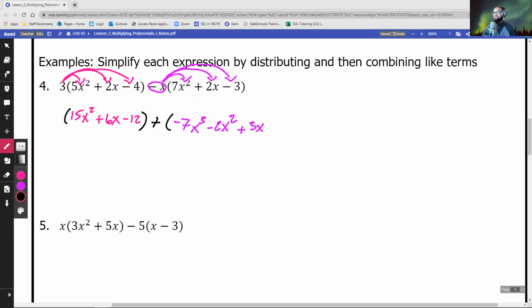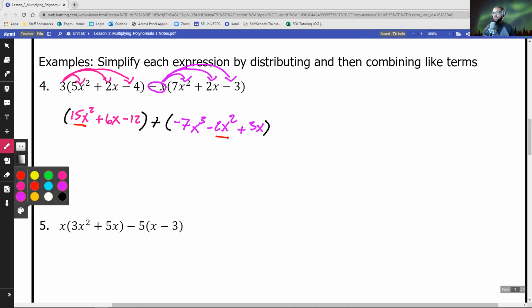We distribute it. It's pretty quick, pretty easy, very much painless. And now our final step is going to be to actually line up our like terms, underline our like terms, line those things up, and then combine. So I have an x squared there, an x squared here.